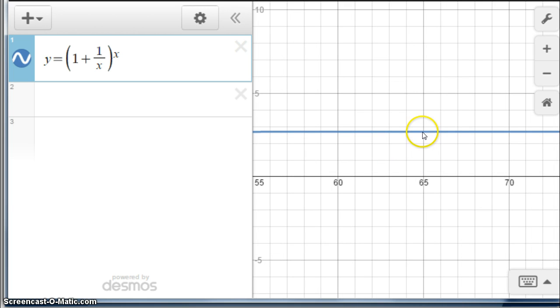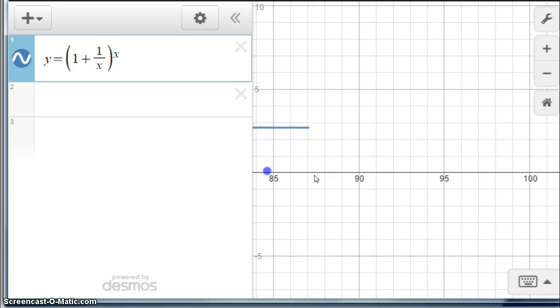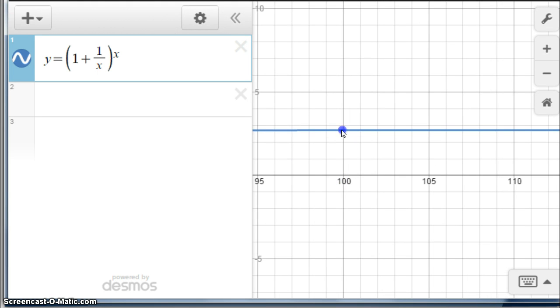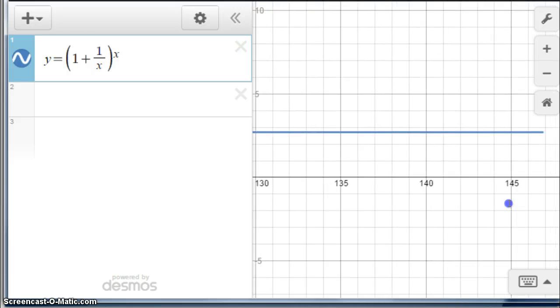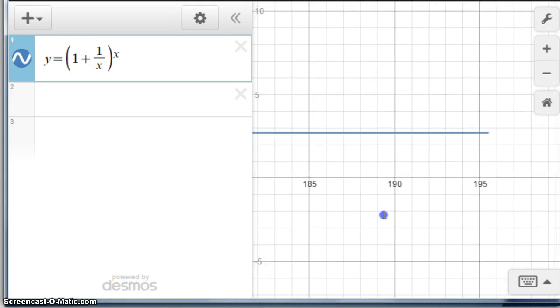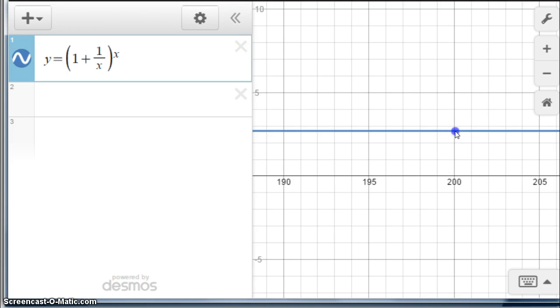For example, when x is 65, the y value is 2.698. If I keep going to a bigger number, like 100, the y value is 2.705. If I move on to maybe 200, then y becomes 2.712. So the y value never shoots up. It only approaches a certain number, which we call e.